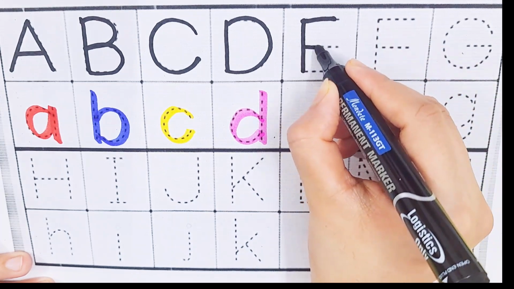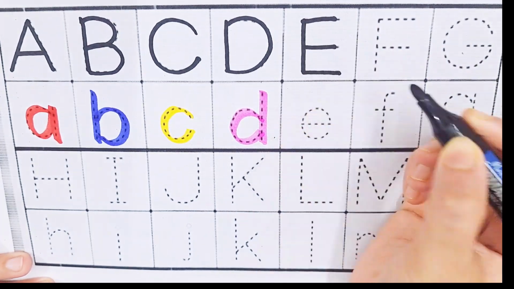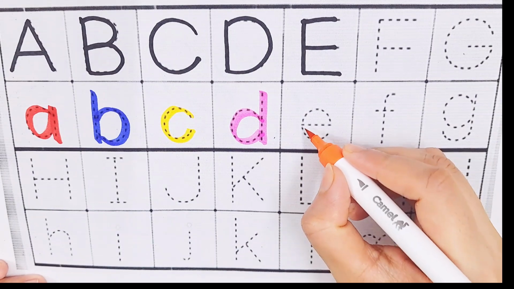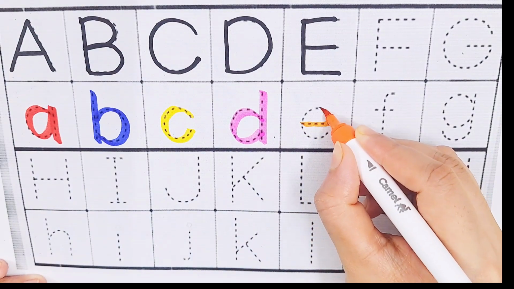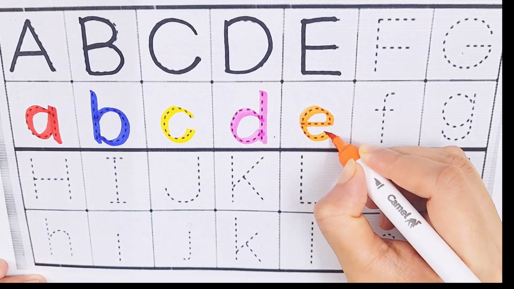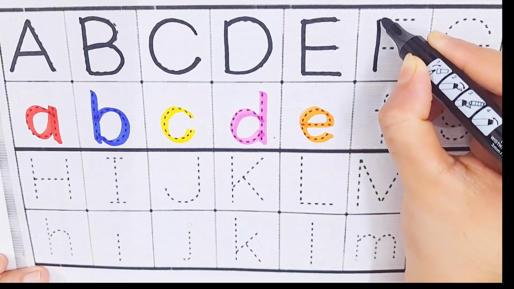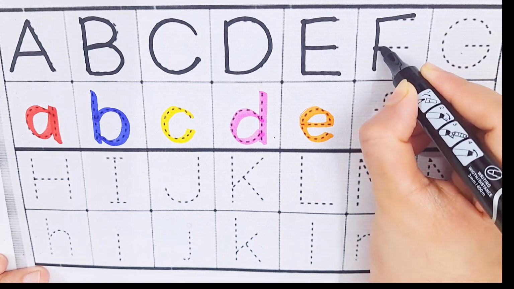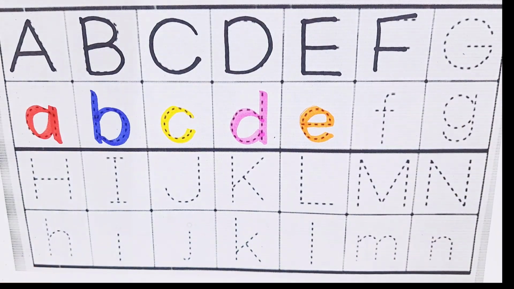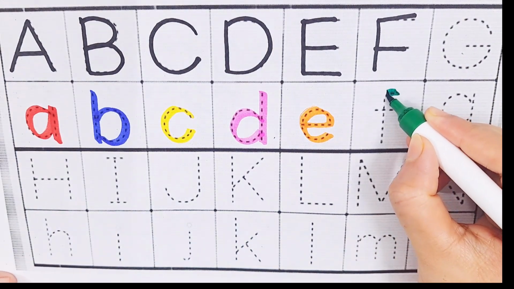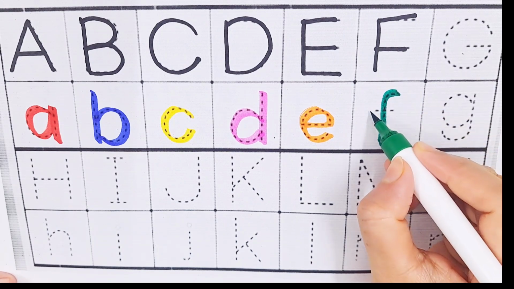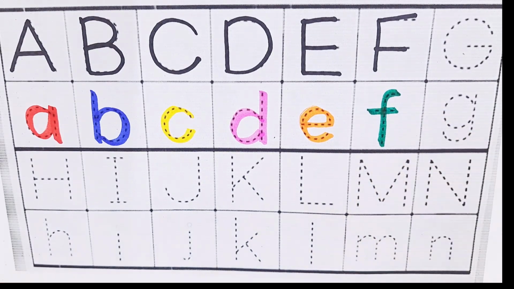E for elephant. E for egg. F for fish. F for flowers.